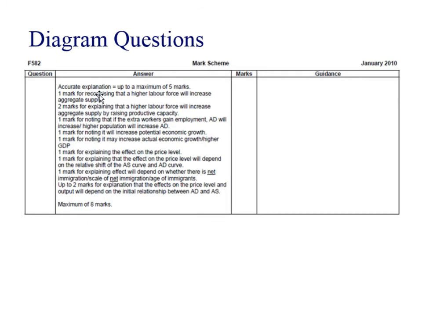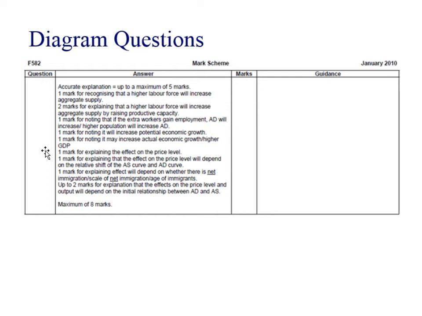So what is the explanation as well? 1 mark for recognising that higher labour force will increase aggregate supply. 2 marks for explaining that higher labour force will increase aggregate supply by raising productive capacity. That's nice, it's going a bit further than just stating. 1 mark for noting that if extra workers gain employment, AD will increase. Higher population will increase AD. 1 mark for noting it will increase potential economic growth.